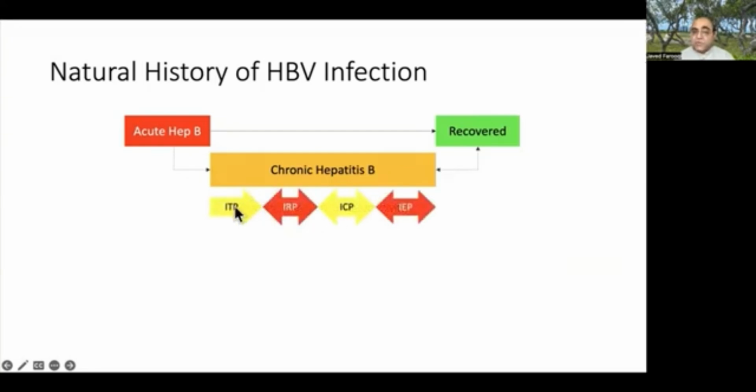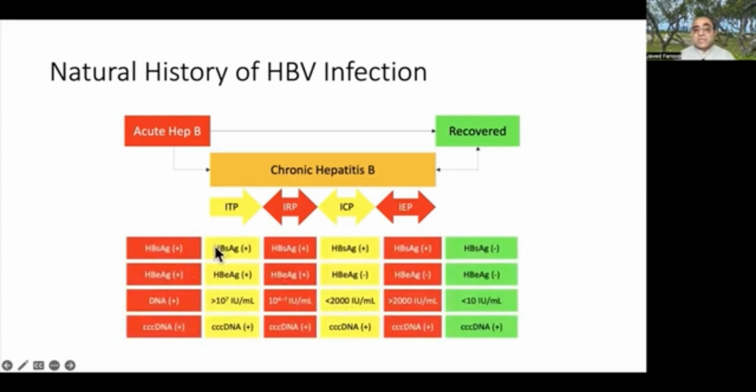And these are the 4 phases of immune reactivity: the immune tolerant phase, immune reactive phase, immune control phase, and immune escape phase. And as the arrow shows, these are interchangeable. The immune tolerant phase into immune reactive phase, and immune reactive phase into immune tolerant phase, then immune reactive phase into immune control phase, and immune control phase into immune reactive phase, immune control phase into immune escape phase, and immune escape phase into immune control phase, and even this into recovered and then coming back.